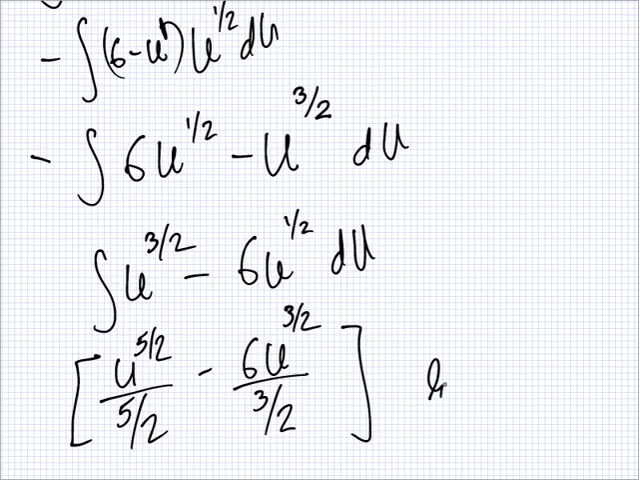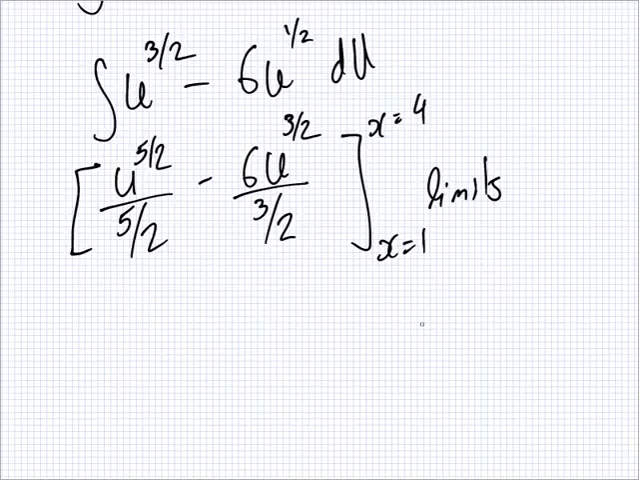Now, do you put the limits in here? Not yet. Why not? What's the problem with this? Why should I not put 1 and 4 into this? Well, if you remember, 1 and 4 was for x, it was actually x equals 1 to x equals 4. Is this x? No. So we have to replace the u.